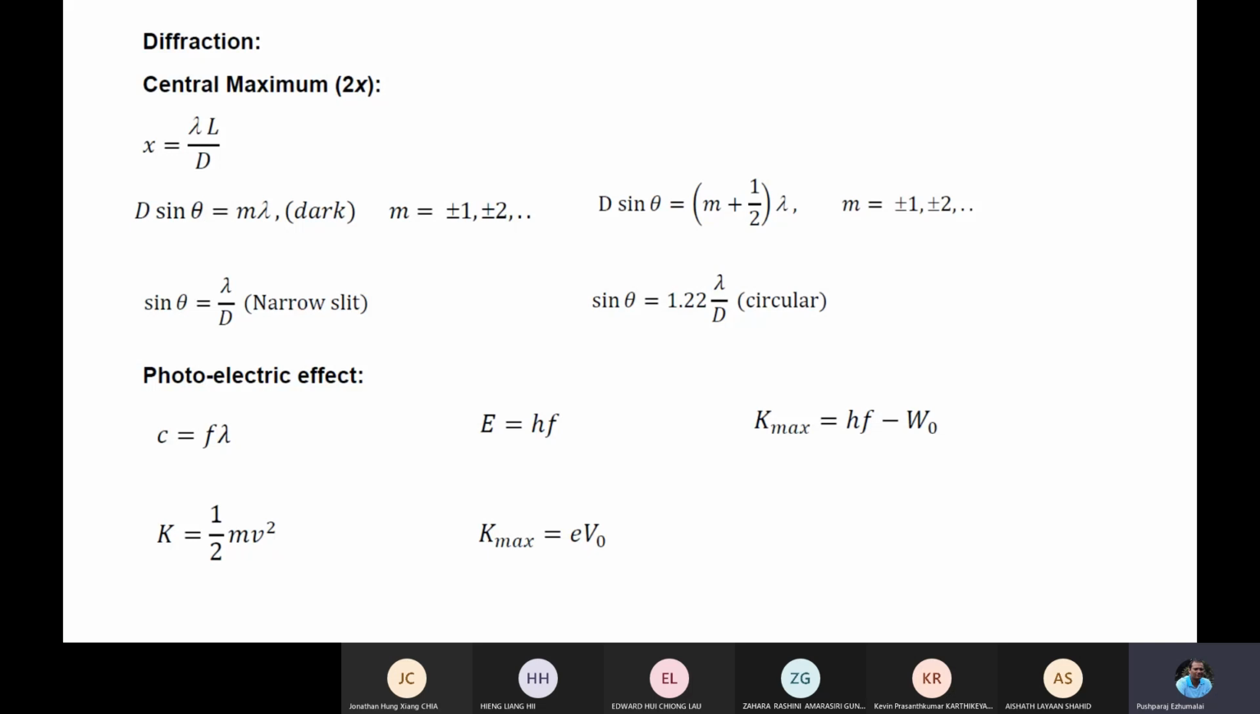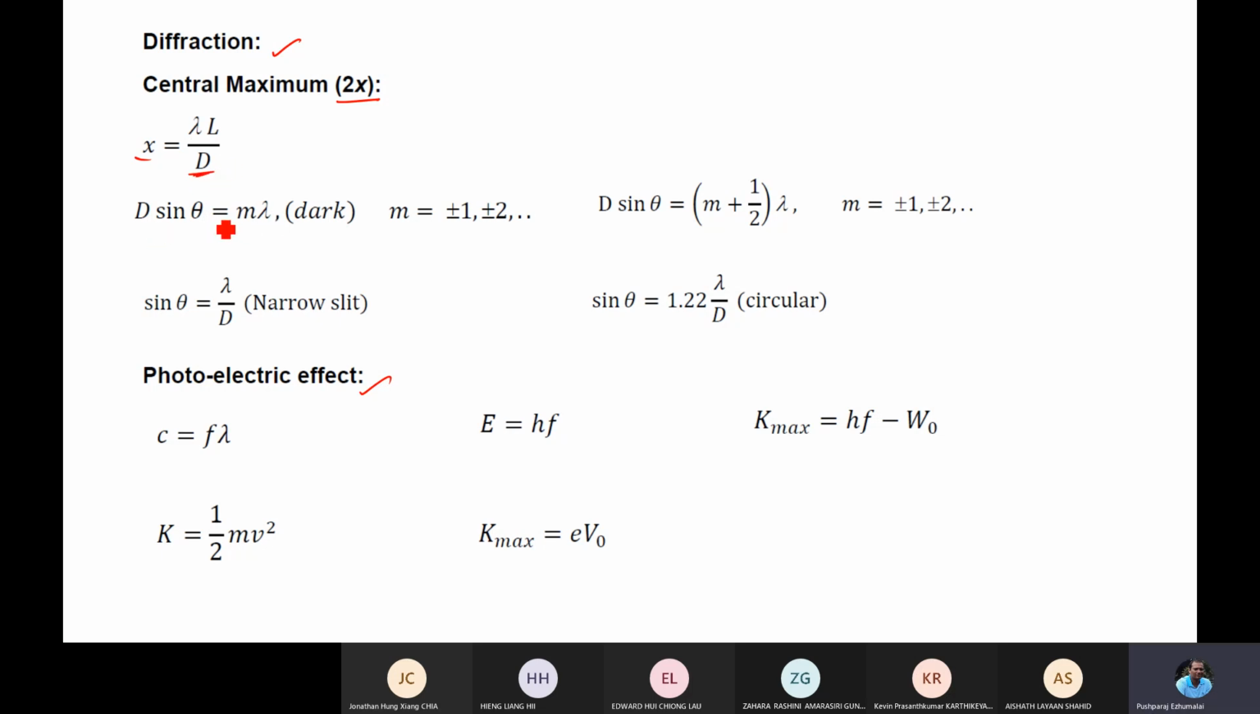One is diffraction and another one is photoelectric effect. In diffraction, the pattern is entirely different from the interference pattern. The central maxima has width 2x, where x is given by lambda L over D, and capital D is the width of the slit.